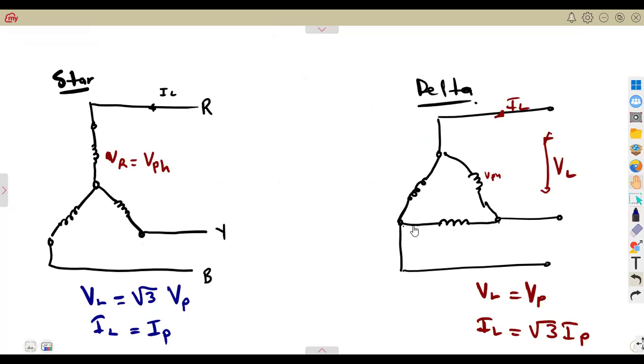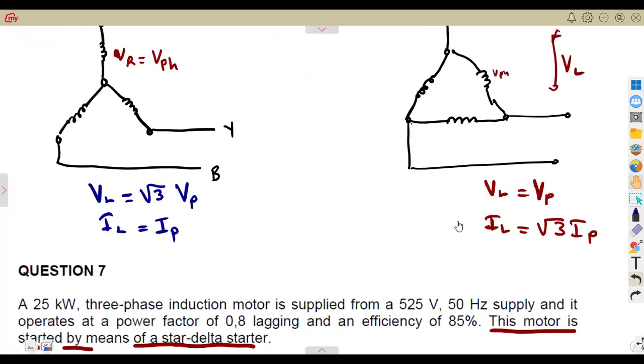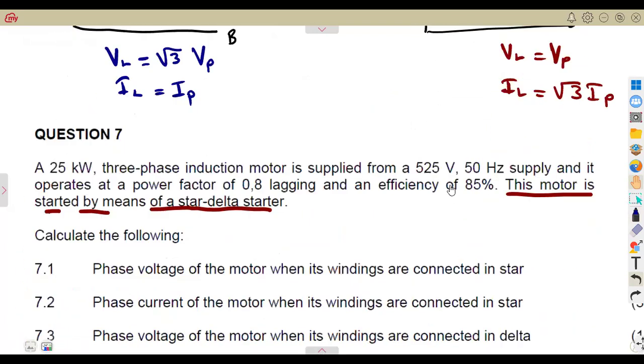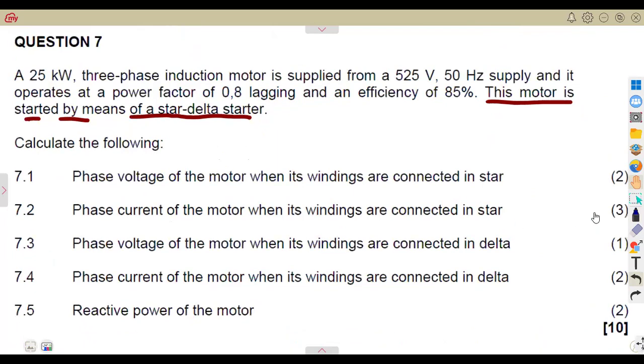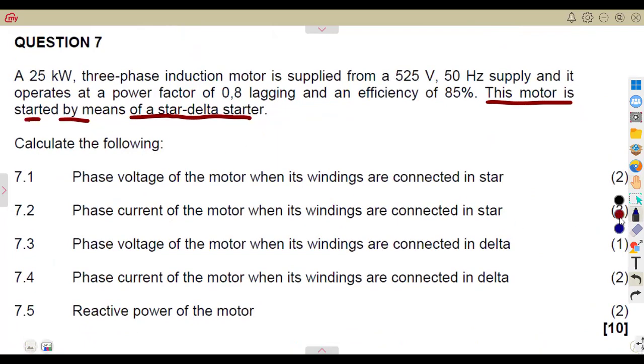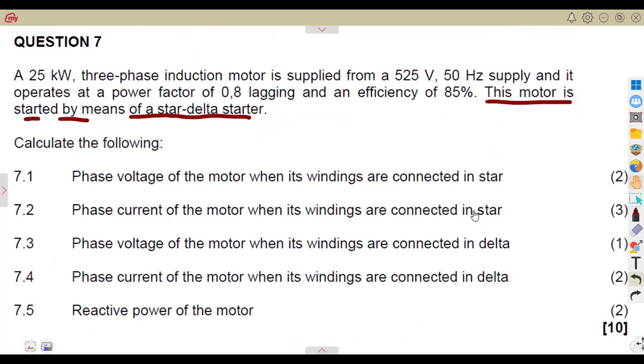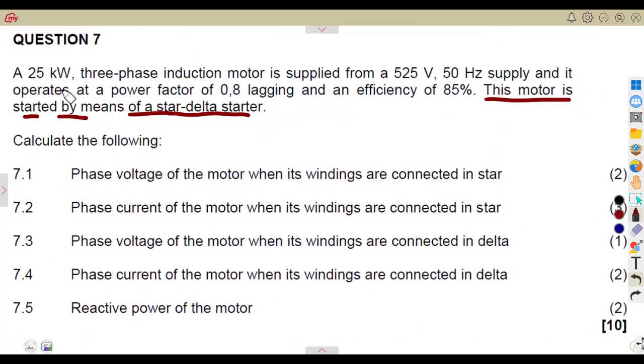You need to know your formulas. Memorize and understand your formulas at the end. All right, so this is the major part that you're going to consider between the two, because these are two things. All right. Now you're given that this is a 25 kilowatt, 3-phase induction motor.